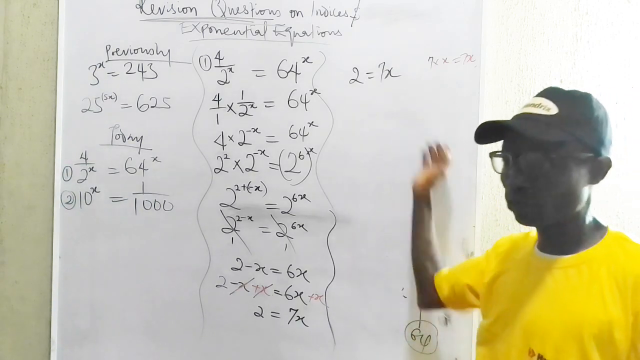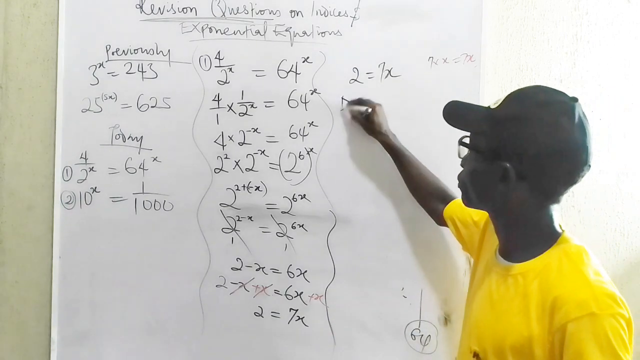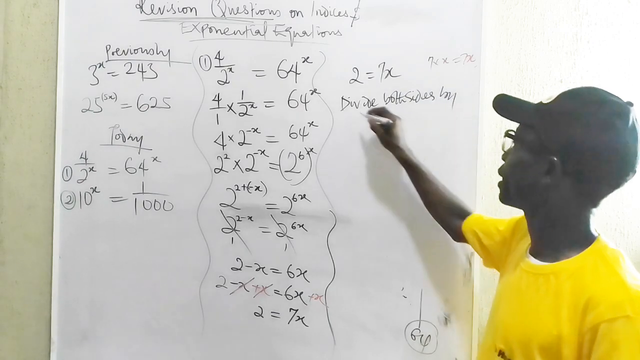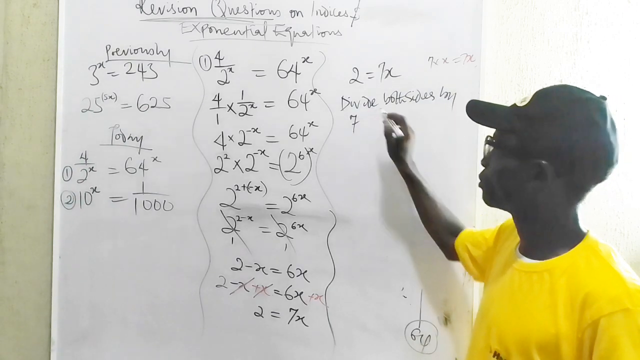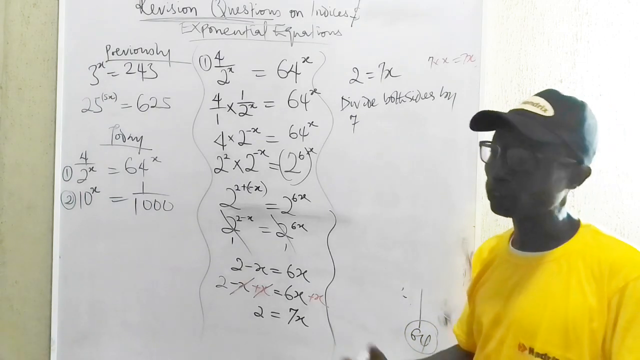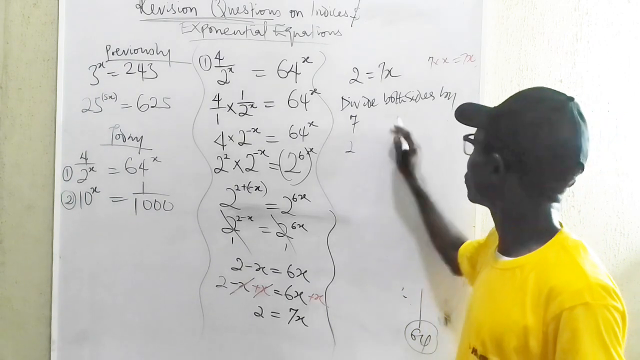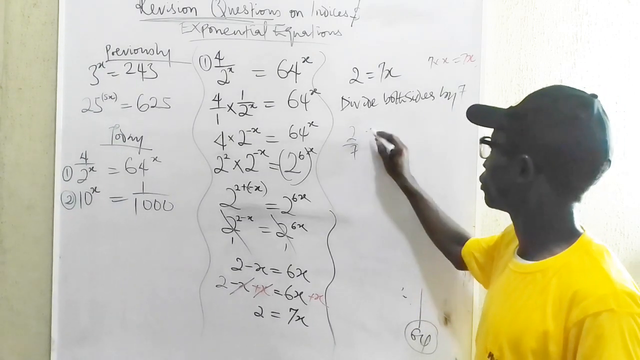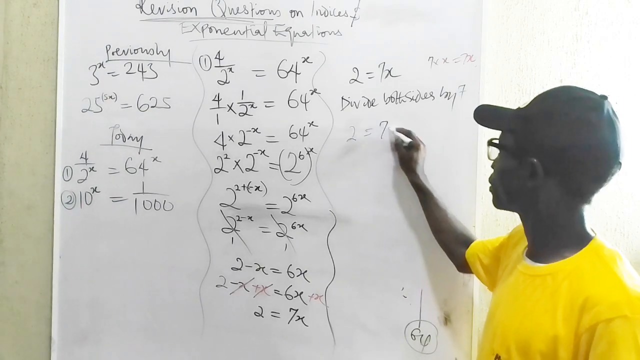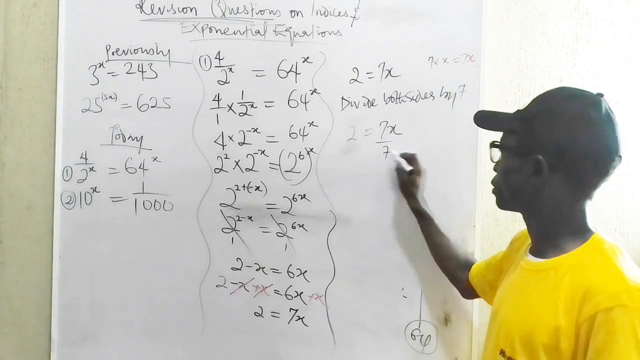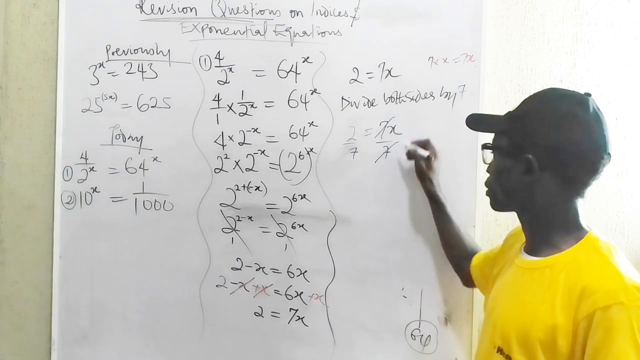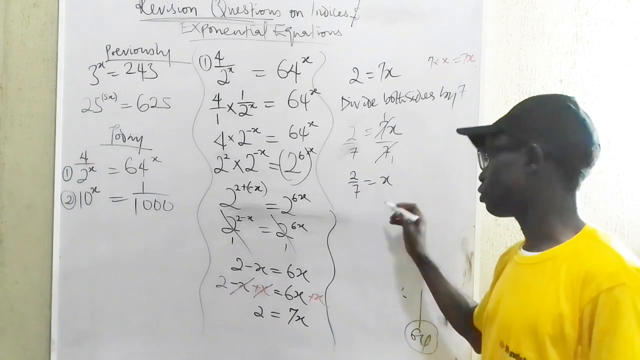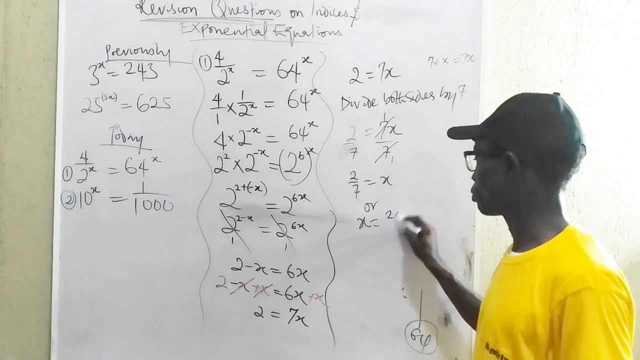So what we do to the left, we also do to the right. So we divide both sides by 7, the coefficient of x. The coefficient of x is actually 7, so we have 2 all over 7. 2 is equal to 7x, so we divide both sides by 7. 7 will cancel 7, 7 here is 1, 7 here is 1. So what we have is 2 over 7 is equal to x. In other words, you can say x is equal to 2 over 7.